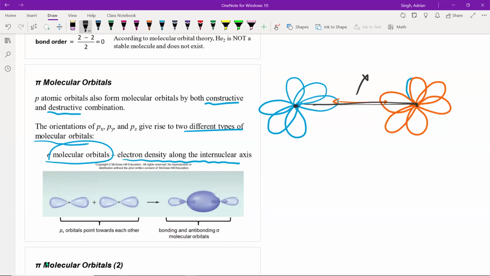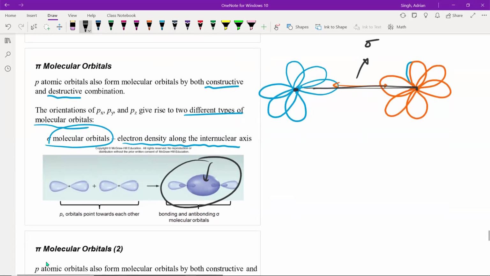That's going to lead to a sigma molecular orbital along the internuclear axis. That's going to look something like this down here. That's where the electron density is the greatest. And in addition to that, we'll get the sigma star that are on the outside, these regions here. This will be our sigma, and this will be our sigma star on the outside.